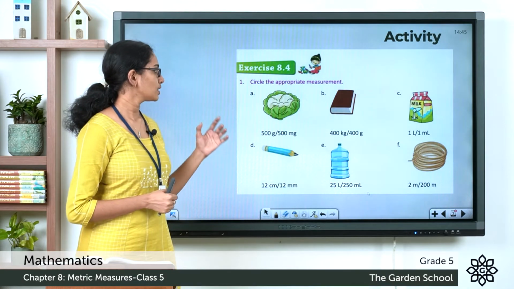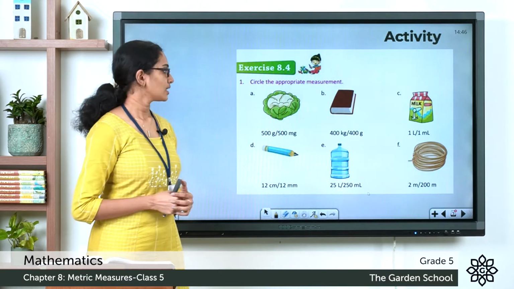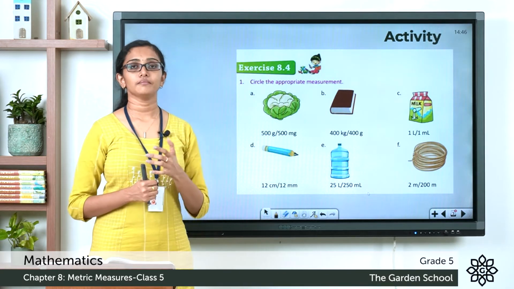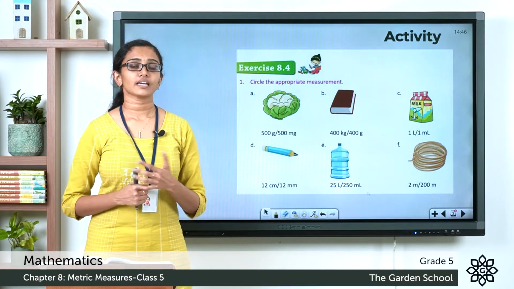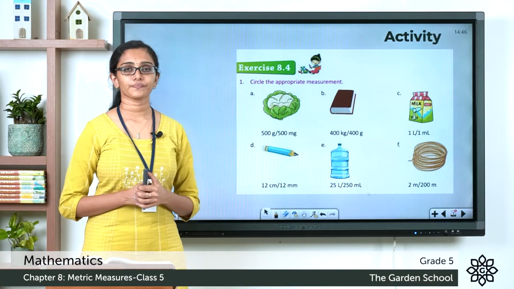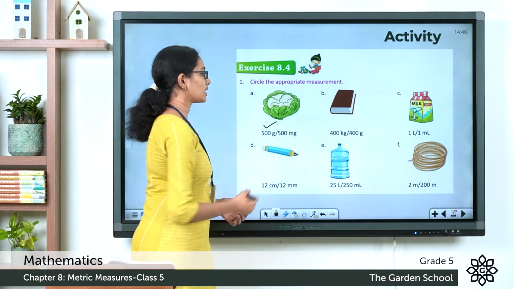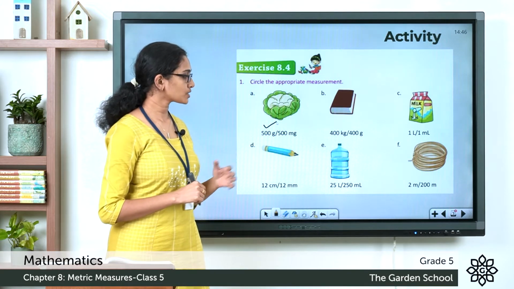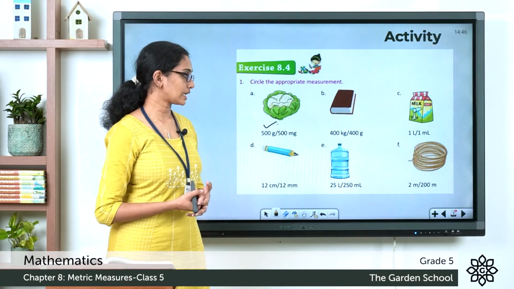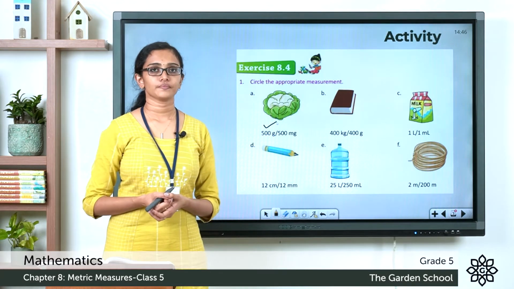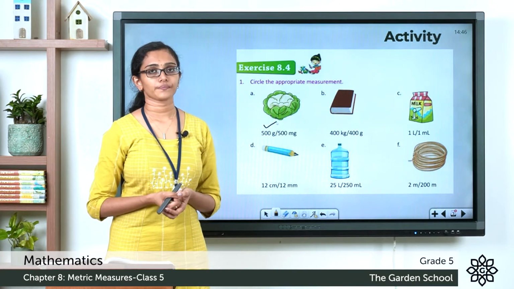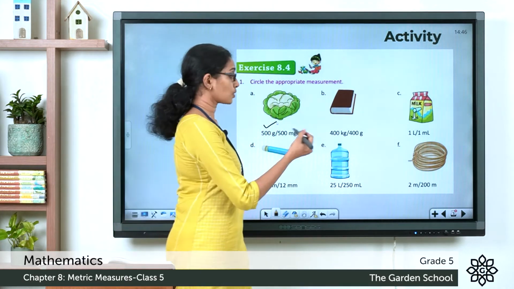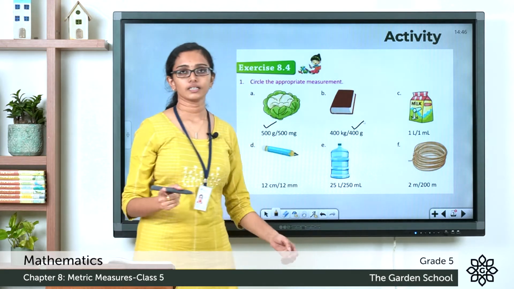So the first one, you can see the picture of a cauliflower. And the choices for measurements are given there: 500 gram or 500 milligram. Can you make a guess? Can you say an estimation of its weight? It would be 500 gram. Now the next one, you can see a book there. And the choices for estimates are 400 kilogram and 400 gram. How much do you think a book may weigh? Would it weigh 400 kilogram? No. It would be somewhere around 400 gram. So let's take 400 gram here.